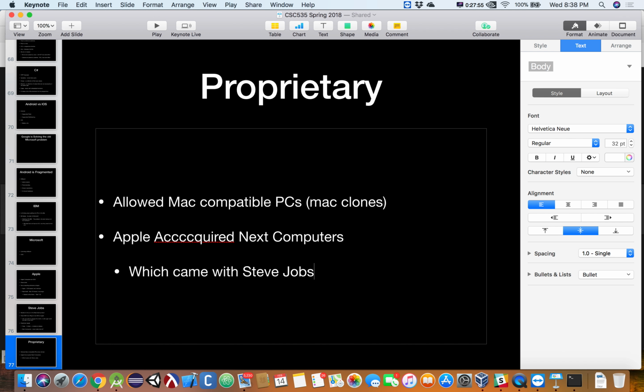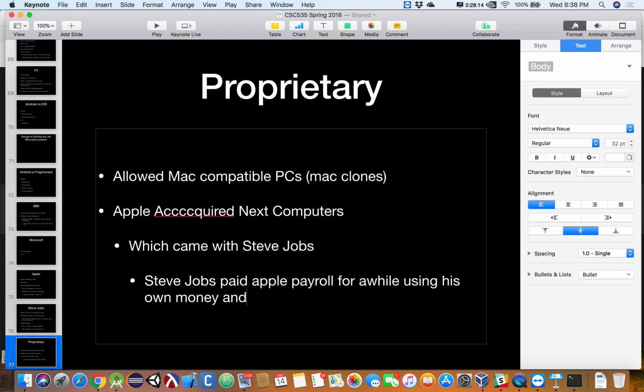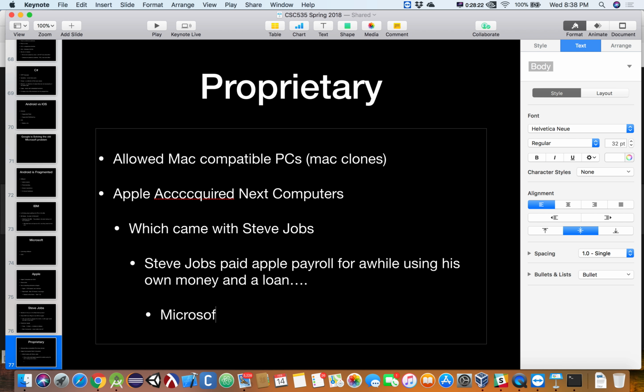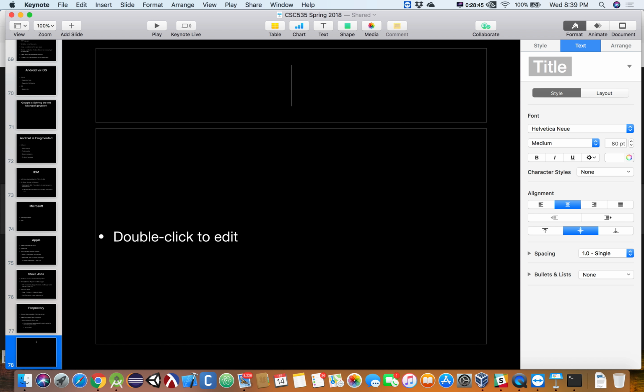Now, when I say bought, I use that very loosely, because we're really talking about Apple folding as a company here. So really what happened is when he came back, Steve Jobs paid Apple's payroll for a while using his own money and a loan. Where do you think that loan came from? Borrowed money from Bill Gates. So he came back to Apple and was put in as the interim CEO.